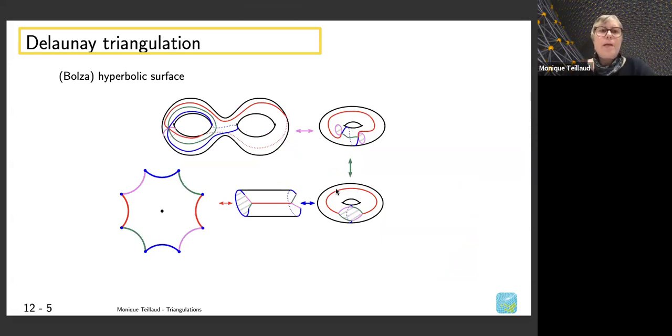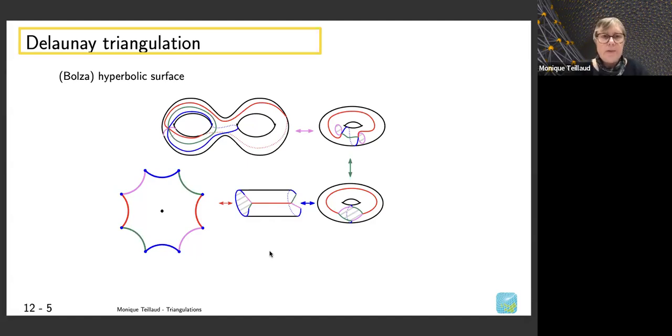Then I switch to the Bolza surface. Here it's the same idea, but on a surface of genus 2. You can see it as what you obtain if you take a regular octagon and pair opposite sides. You pair the red ones, and you get something that looks like a cylinder. Then you pair the blue ones, and it's something that has a handle, but also a boundary here. Then you pair the two green, and you get this. And finally you pair the two pink, and you close the second handle.